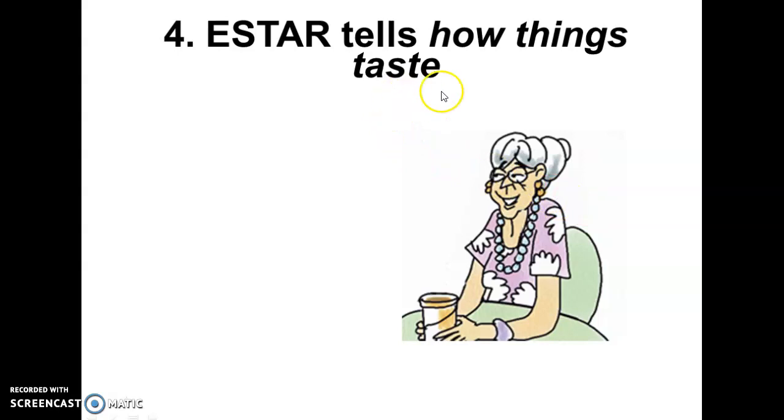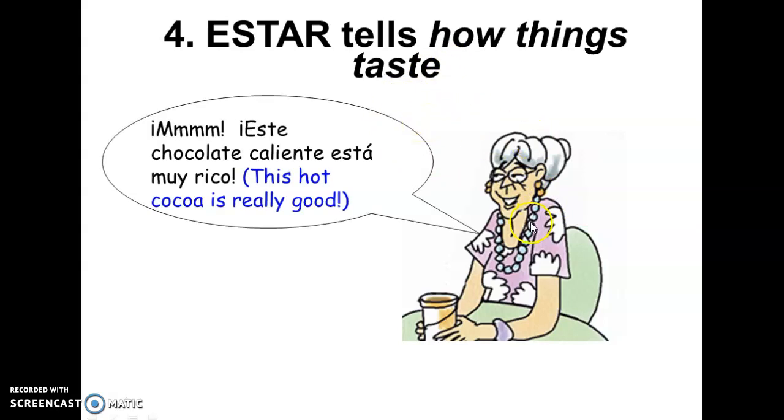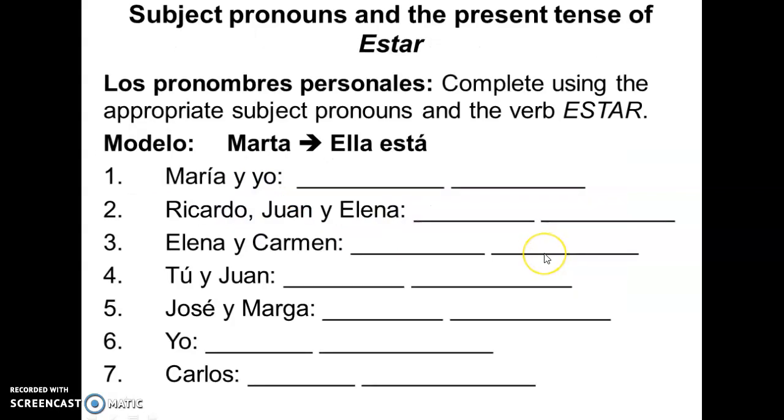And the last rule is to tell how things taste. For example, if we think that something is good, we're going to use the verb estar. In this example here, este chocolate caliente está muy rico. So she likes it. This hot cocoa is really good. And she likes it. She's enjoying it.